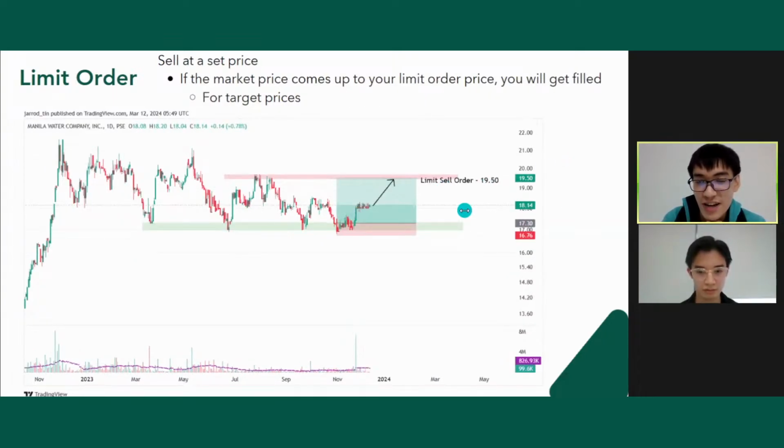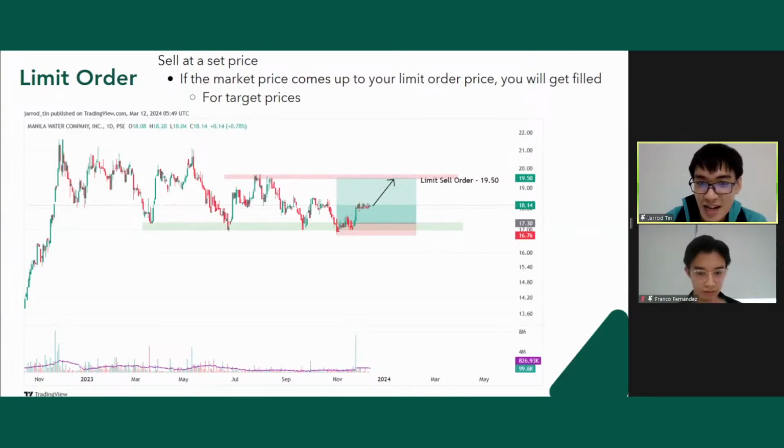So another example, but this is for selling naman. So yung pinakita ko sa inyo a while ago, so that is for buying. How about for selling? How can you use the limit order? So for the limit order, for selling, this is basically for setting your target prices.